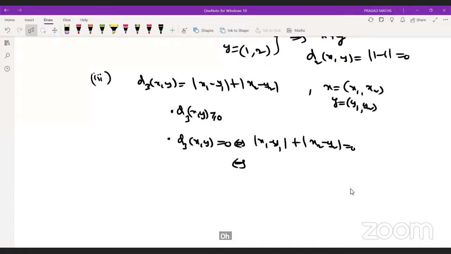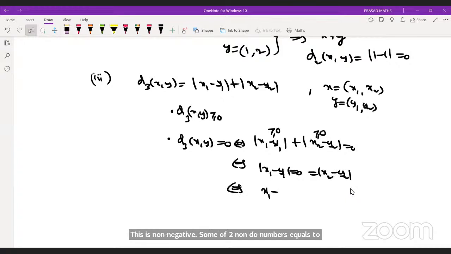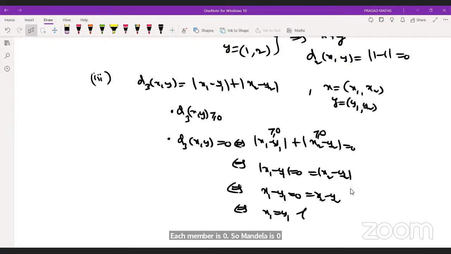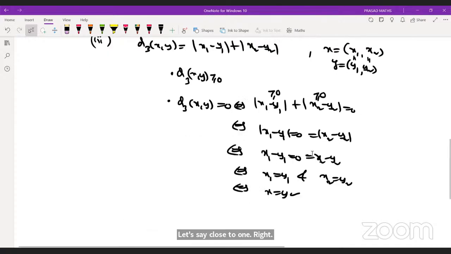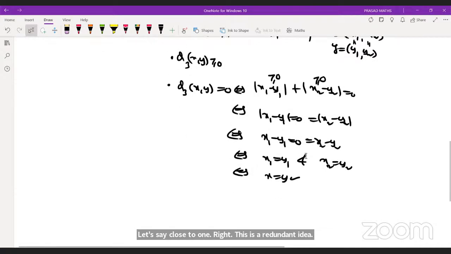So the thing is actually the sum of this is non-negative, this is non-negative. Sum of two non-negative numbers equals 0 if and only if each number is 0. So modulus is 0, each of the terms is 0. That is exactly x1 is equal to y1 and x2 is equal to y2, which means x equals y. Right? So it satisfies the second property.